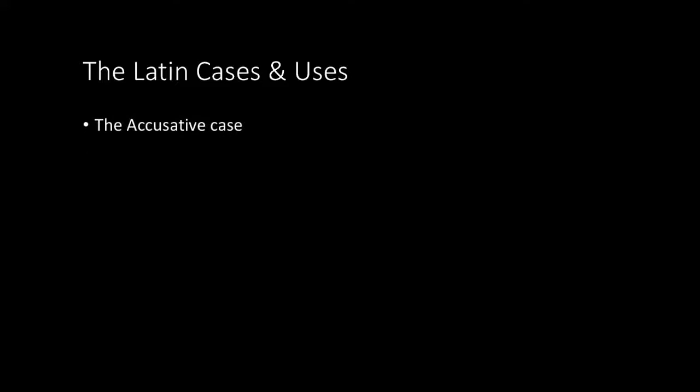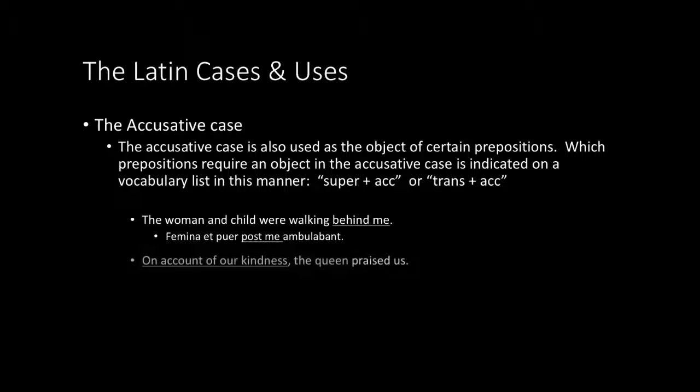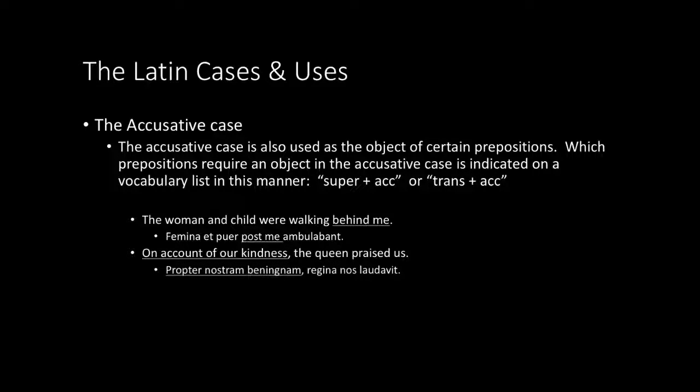Remember that sometimes the accusative case can be used as an object of a preposition. On a vocabulary list, you will know that the preposition requires the accusative case because you will see the preposition plus accusative after it. In our first example, behind me is the preposition post followed by the accusative me. On account of our kindness, we will write on account of propter, which must have the word kindness written in the accusative case, and then that will be described with the possessive adjective our, also in the accusative case.